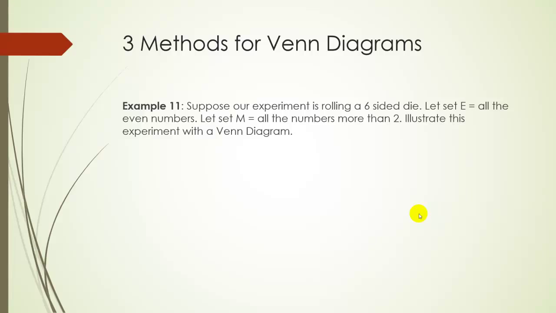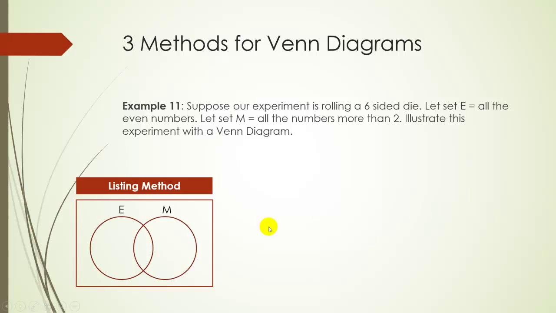Suppose we have an experiment where we roll a 6-sided die. Let E equal all the even numbers and M be all the numbers that are more than 2. Let's illustrate this with a Venn diagram. One way is the listing method. If we roll a 1, it wouldn't be even or more than 2, so it would be outside somewhere loose in the box. If we roll a 2, that's an even number, but it's not more than 2, so it would go over here. If we roll a 3, it's not even, but it is more than 2, so it would go over there. And we can just finish rolling these.